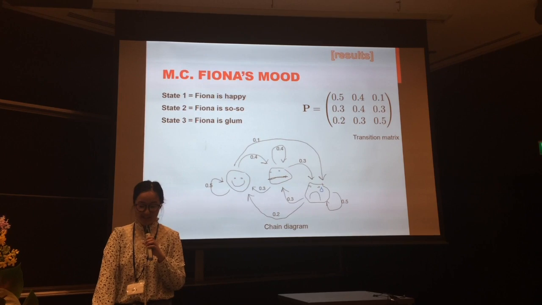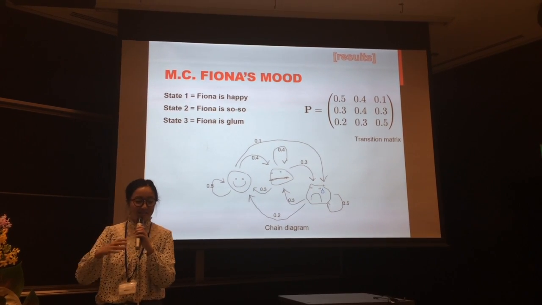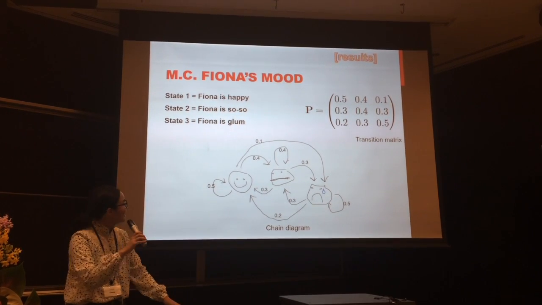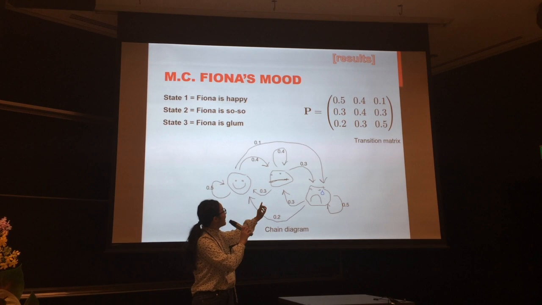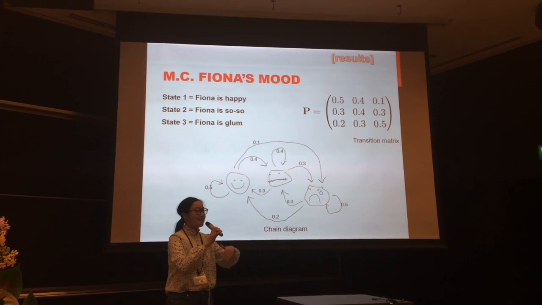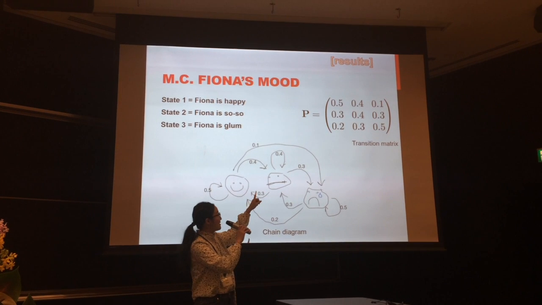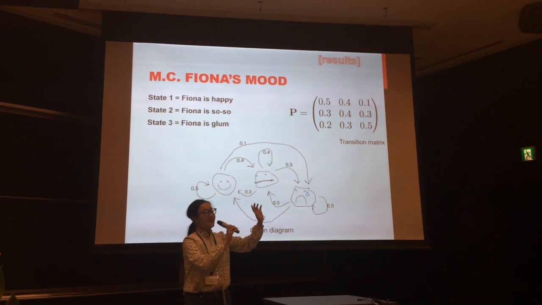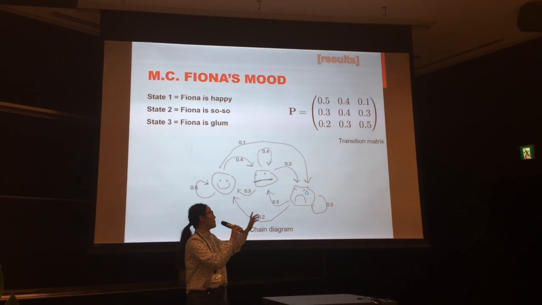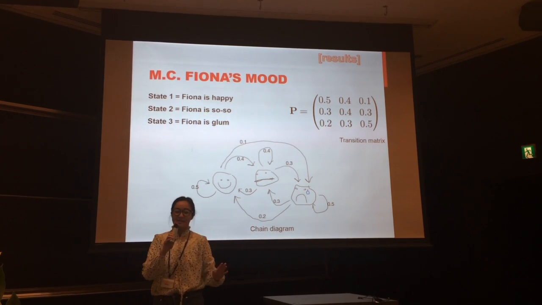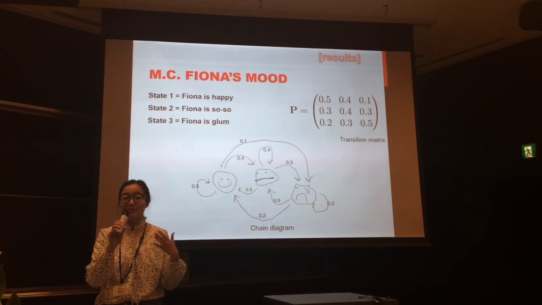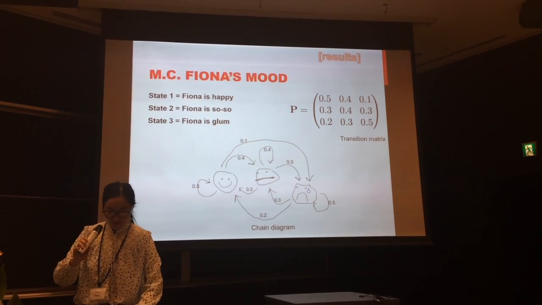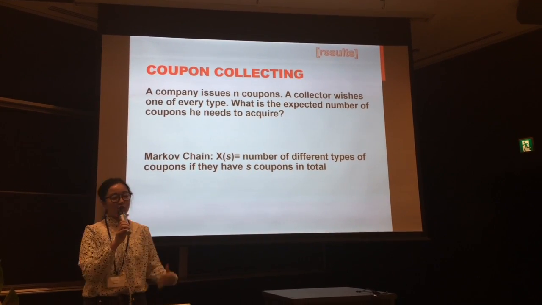So we can use Markov chains to model many things, even Fiona's mood. State 1, Fiona is happy. State 2, Fiona is so-so. State 3, Fiona is glum. So this is the transition matrix. If Fiona is happy today, she's happy again tomorrow with a probability of 0.5. She's so-so with probability 0.4, and she's glum with probability 0.1. If she's glum today, she's happy tomorrow with probability 0.2, etc. So if Fiona's coffee drinking habits depend on her mood, we can predict how much money she will spend on coffee, things like this. So another useful Markov chain is coupon collecting.